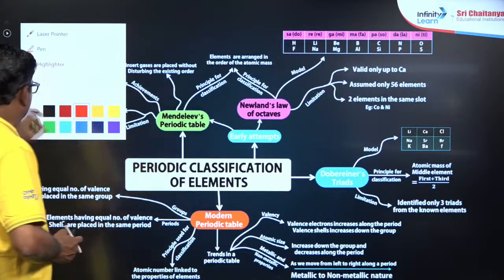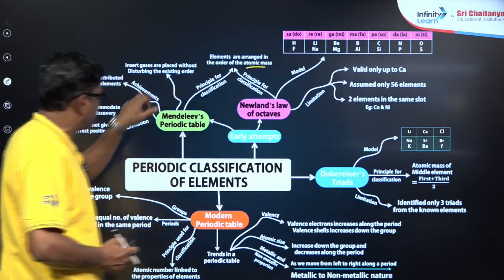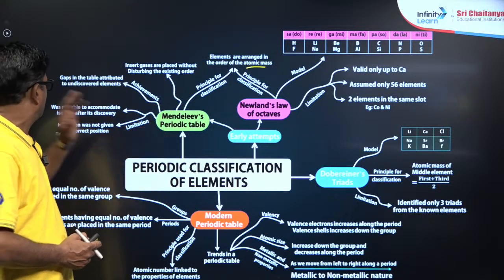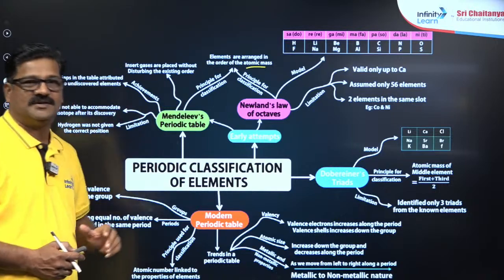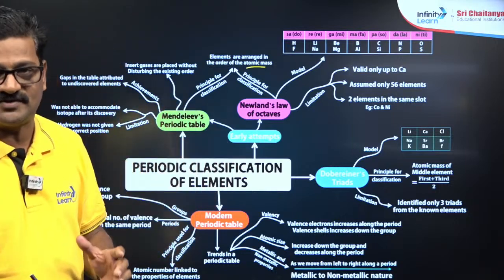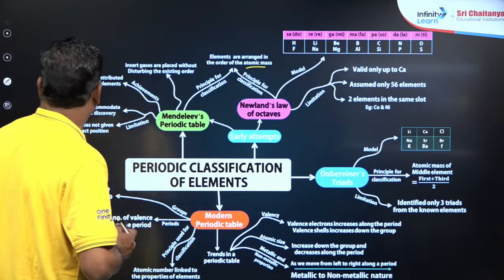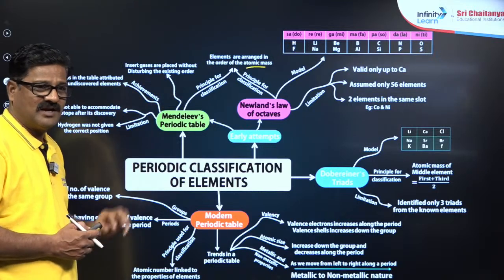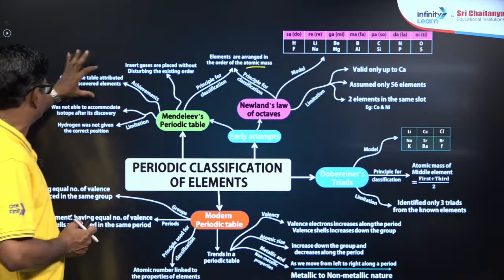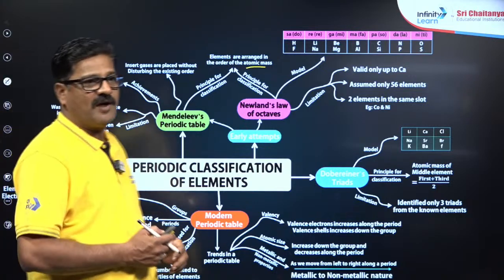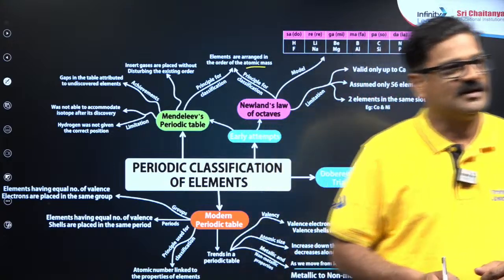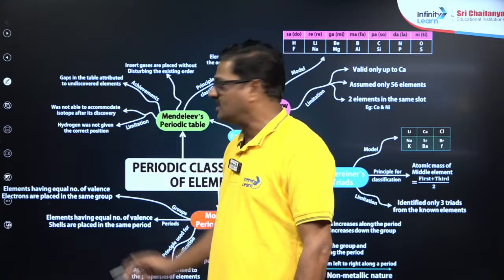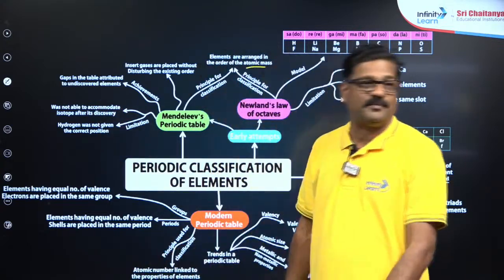If you consider the Mendeleev periodic table, it is the basis of the modern periodic table. Elements are arranged in increasing order of atomic masses and groups and periods were found, and inert gases were placed without disturbing the existing order. That itself is a drawback. Achievements: gaps in the table were attributed to undiscovered elements. Ecaboron and ecasilicon come in this way. Limitations: it is not able to accommodate isotopes, and hydrogen is not given a proper place.